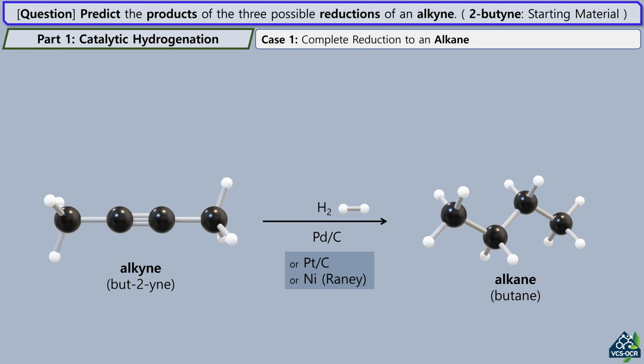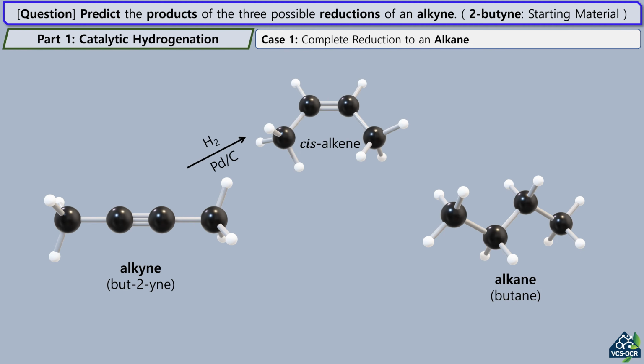The first equivalent of hydrogen forms an alkene, but the alkene is still highly reactive toward hydrogenation under these conditions. So the reaction proceeds immediately to the second addition. The final product is a fully saturated alkane.